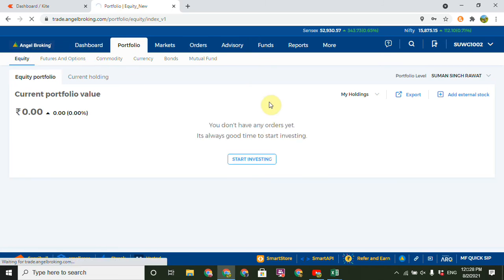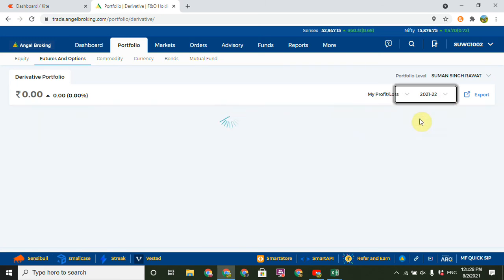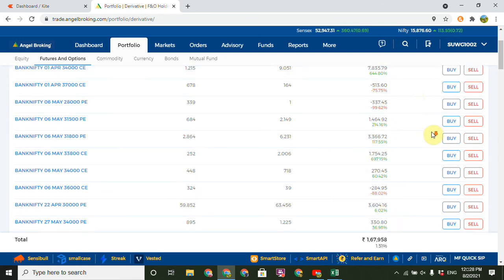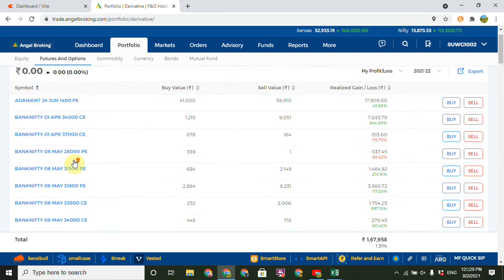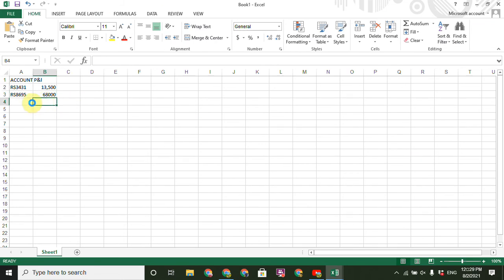We'll go to futures and options, and then we'll go to profit and loss. It shows for the entire financial year. If I want to see, maybe I can pick this. Here April, May, and this is the June transaction. See, this is the profit for the month of June. So this is for my account. Then one more account is left.